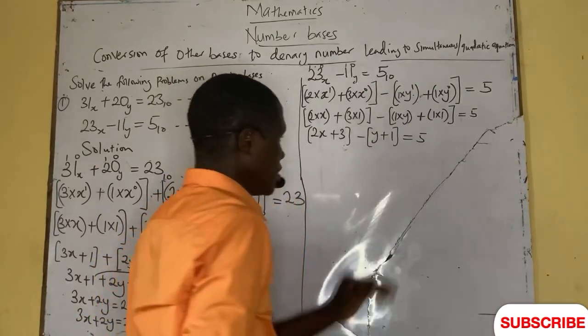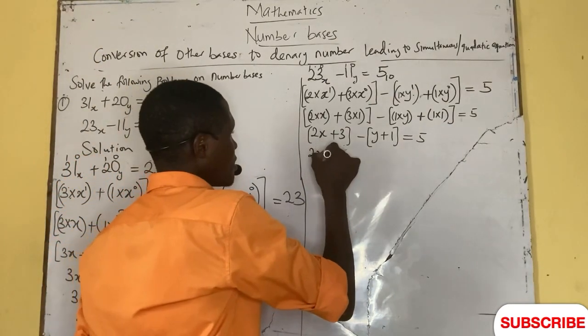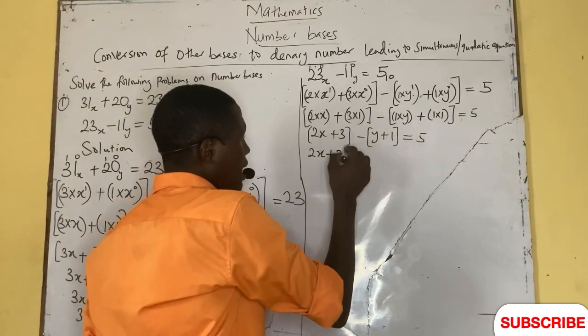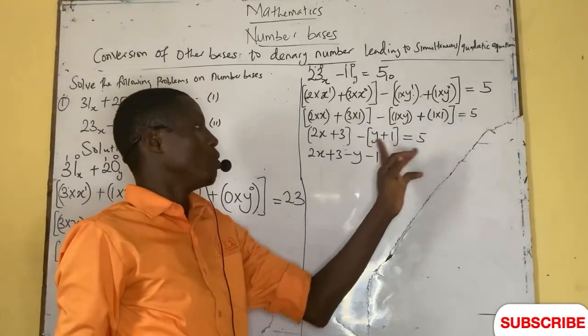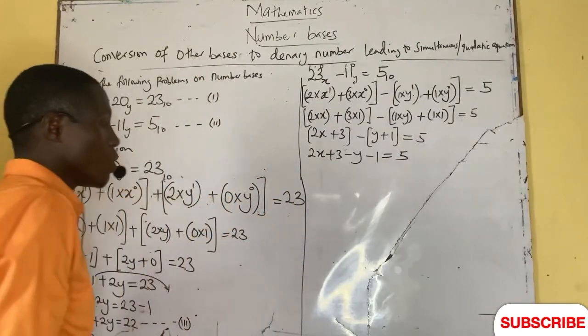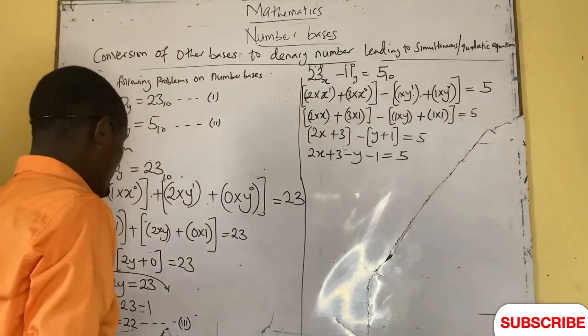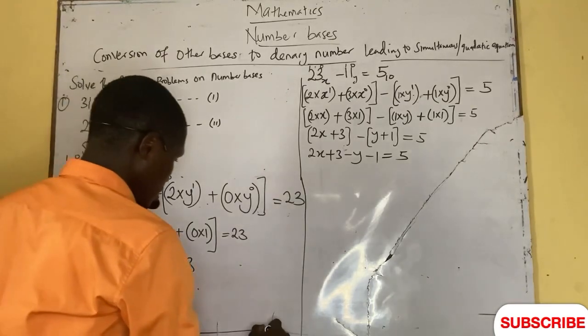Now listen, minus is very, very important at the bracket. So we have 2x plus 3 minus y minus 1. Minus has multiplied through. Minus y minus 1 equal to 5. Very, very essential. Very, very essential. So don't forget this.